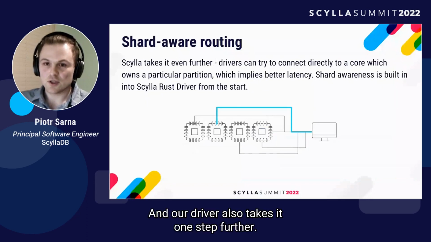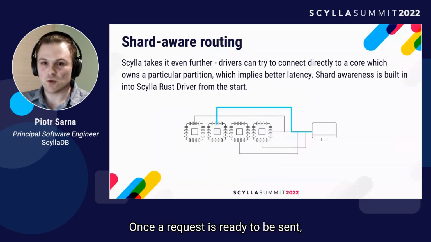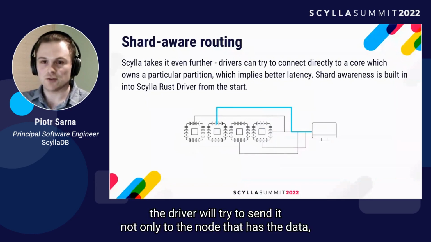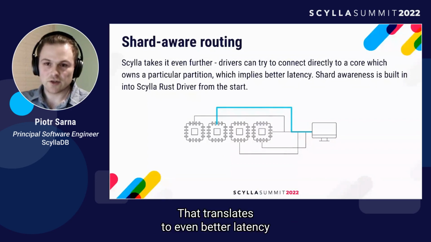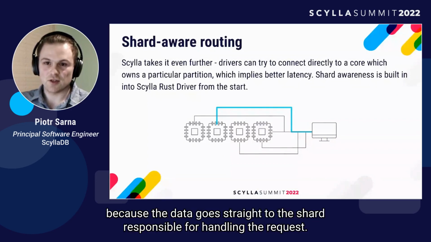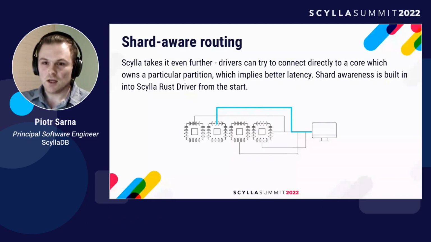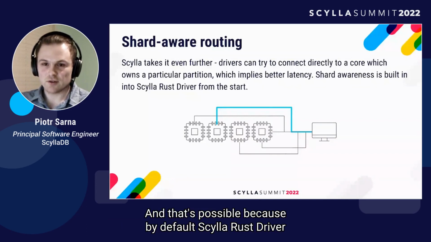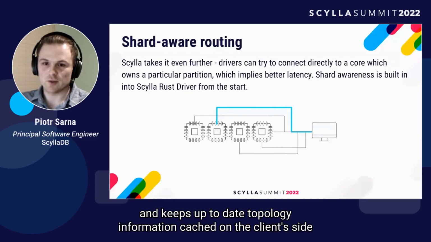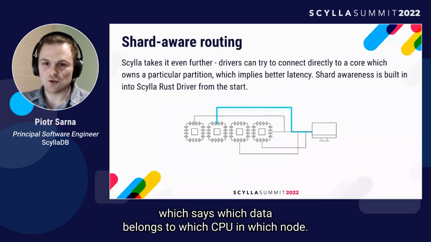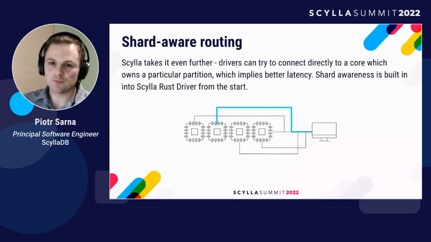And our driver also takes it one step further. Once a request is ready to be sent, the driver will try to send it not only to the node that has the data, but directly to the CPU core which owns a particular partition. That translates to even better latency because the data goes straight to the shard responsible for handling the request. And that's possible because by default, Scylla driver maintains a separate connection for each core and keeps up-to-date topology information cached on the client side, which says which data belongs to which CPU in which node.